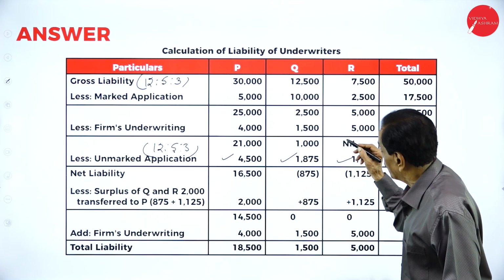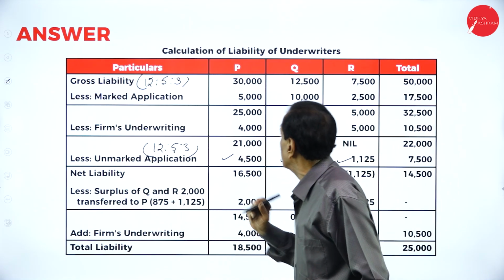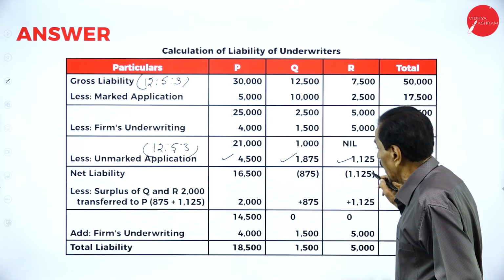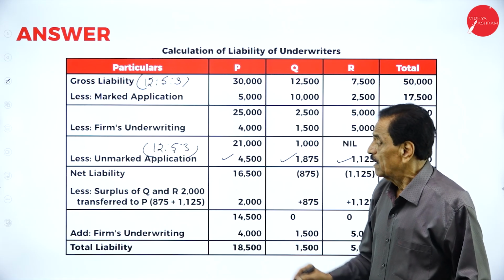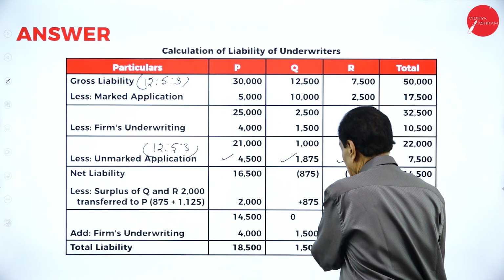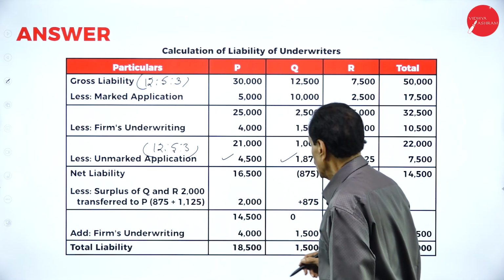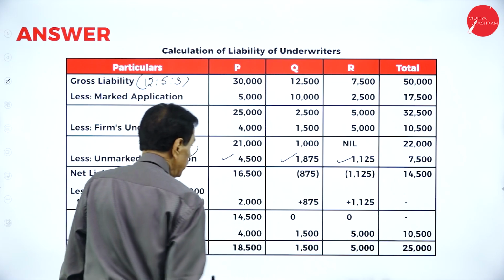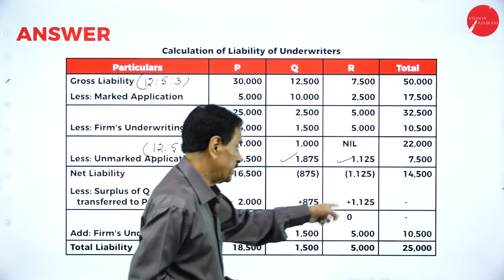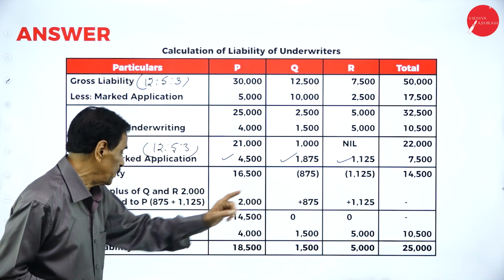The surplus of Q and the surplus of R should be transferred to P. Which one? The surplus of Q and the surplus of R are transferred here. Less surplus of Q and R, 2,000. This 2,000 should be transferred to P: 875 and 1,125. So 16,500 minus 2,000, the balance is 14,500, nil, nil.